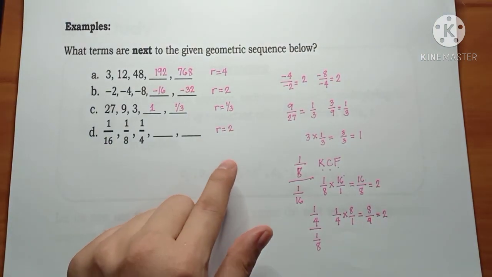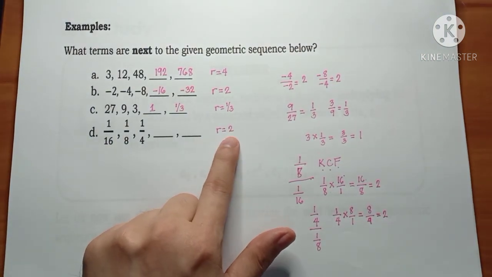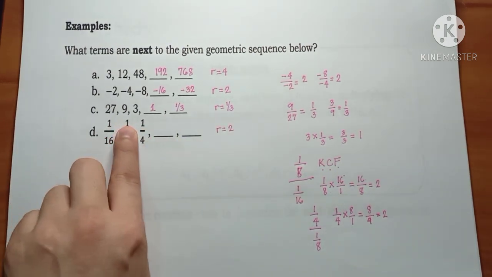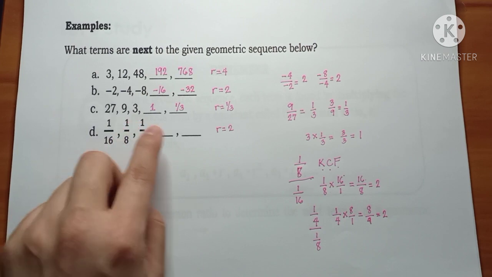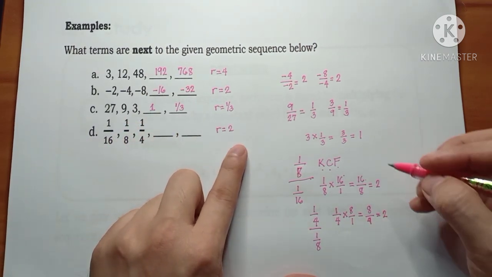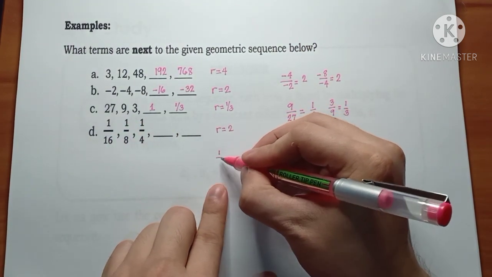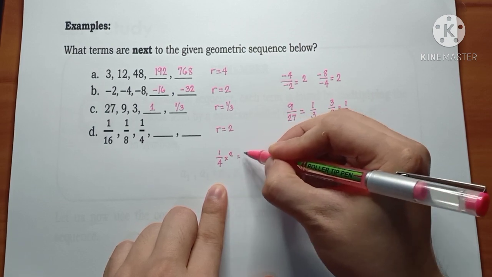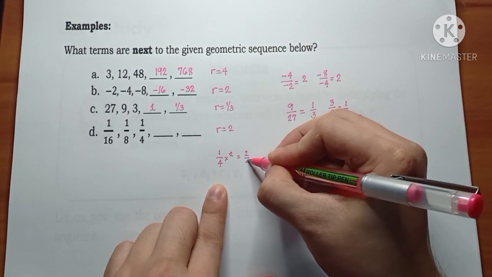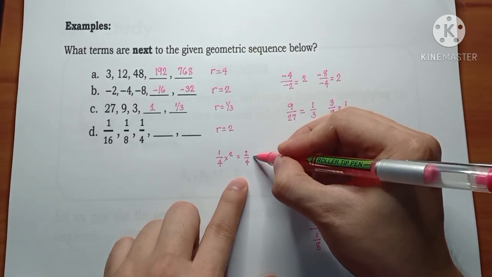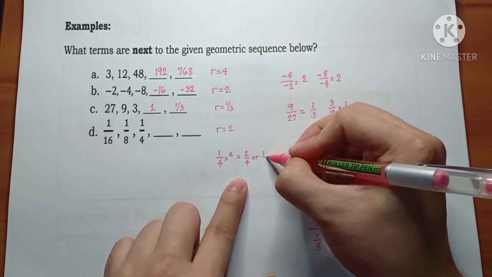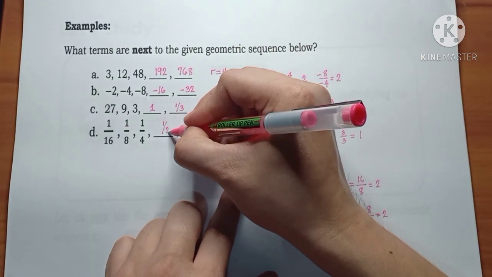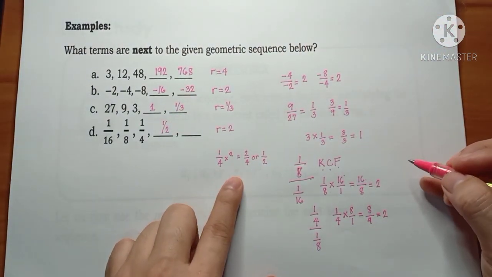So, now, since meron na tayong common ratio na 2, multiply lang natin ang 2 sa term. So, 1/4 times 2. So, that is 2 over 4. So, lowest term lang natin yan, or that is equal to 1/2. So, therefore, the answer is 1/2. Okay. Next.